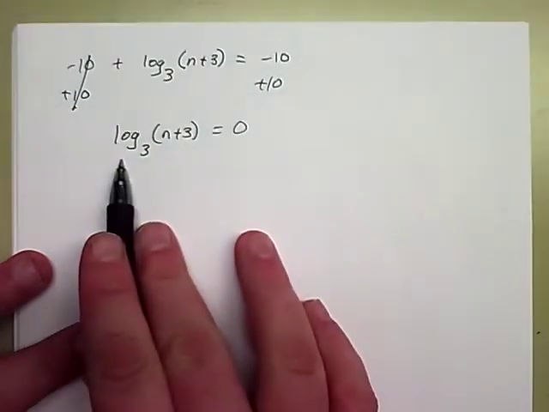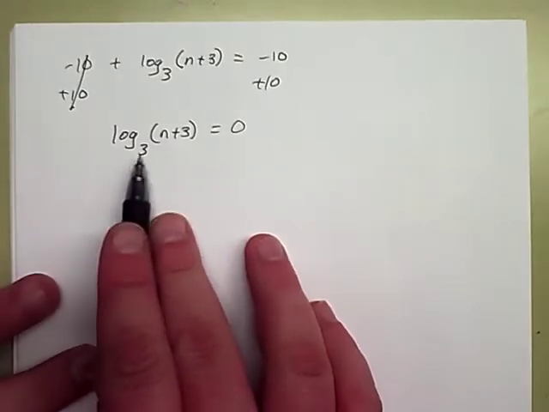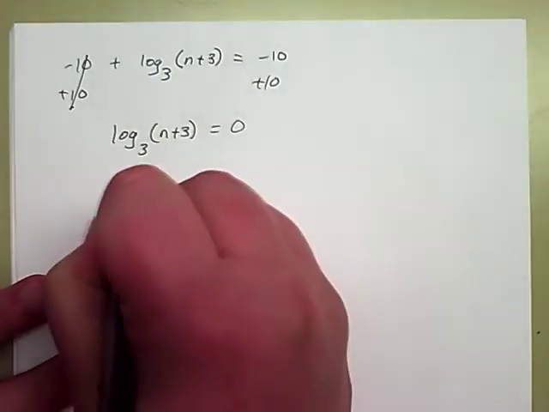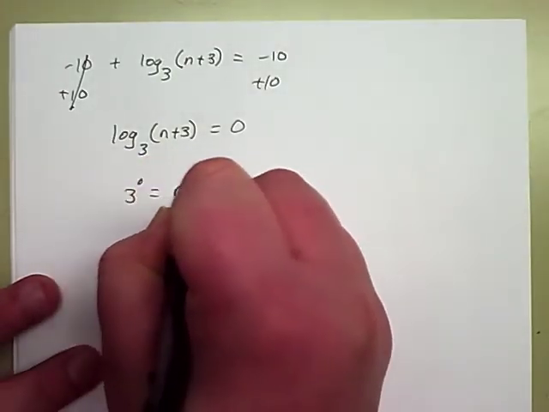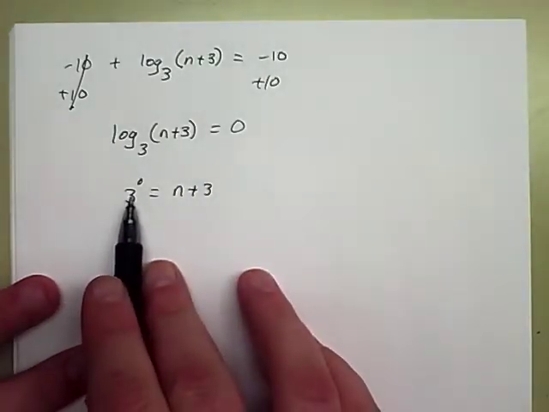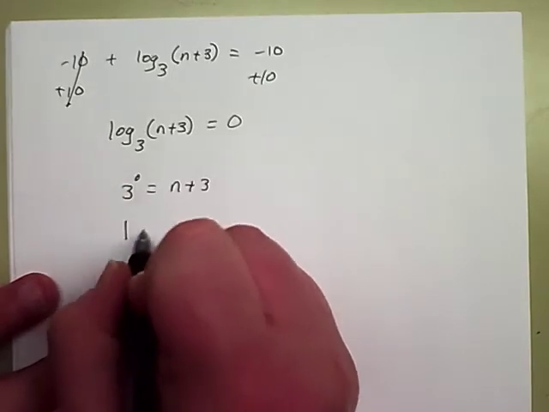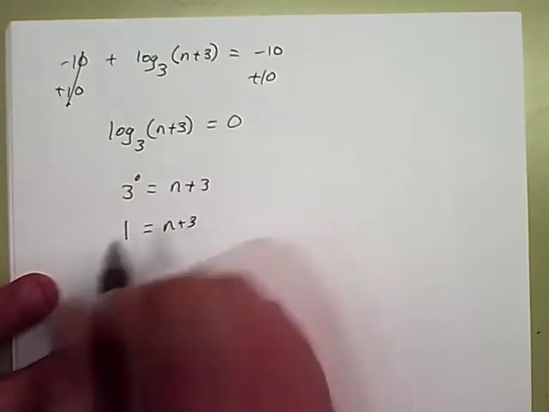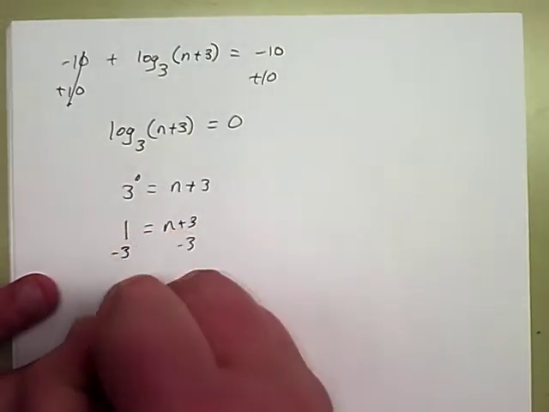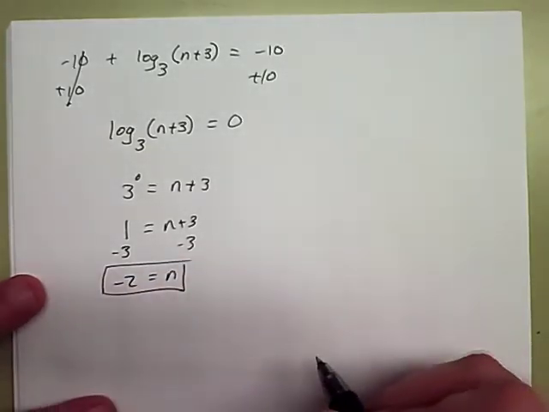Well, now that I have the log by itself on one side, I'm going to convert it to exponential form. So 3 raised to the 0 power is equal to n plus 3. And as we just discussed, anything raised to the 0 power is 1, not 0, but 1. And that 1 is equal to n plus 3. And once I subtract the 3, 1 minus 3 is negative 2. And we're done.